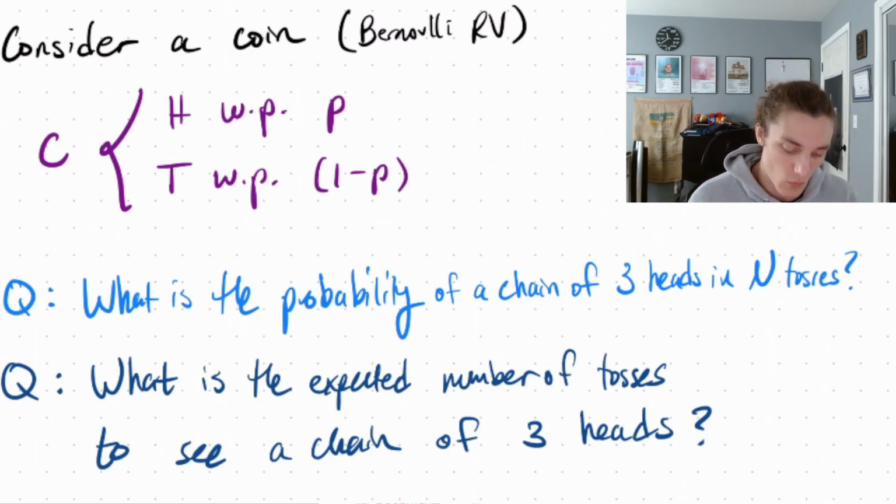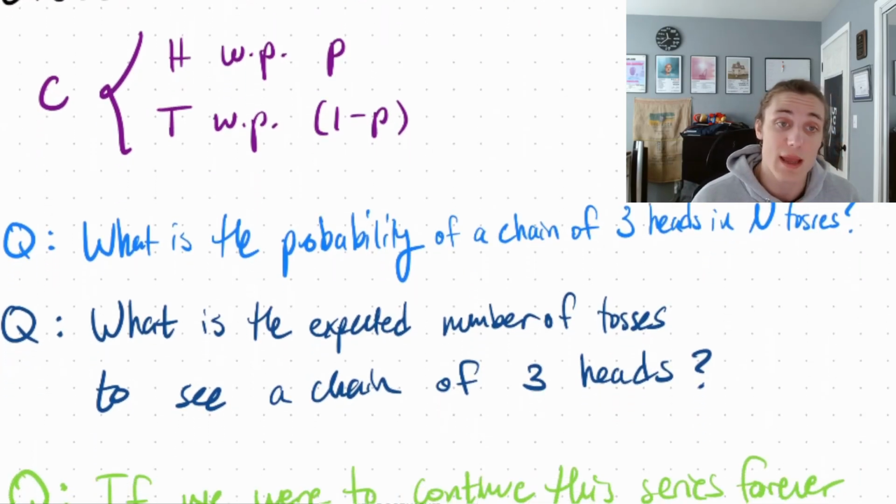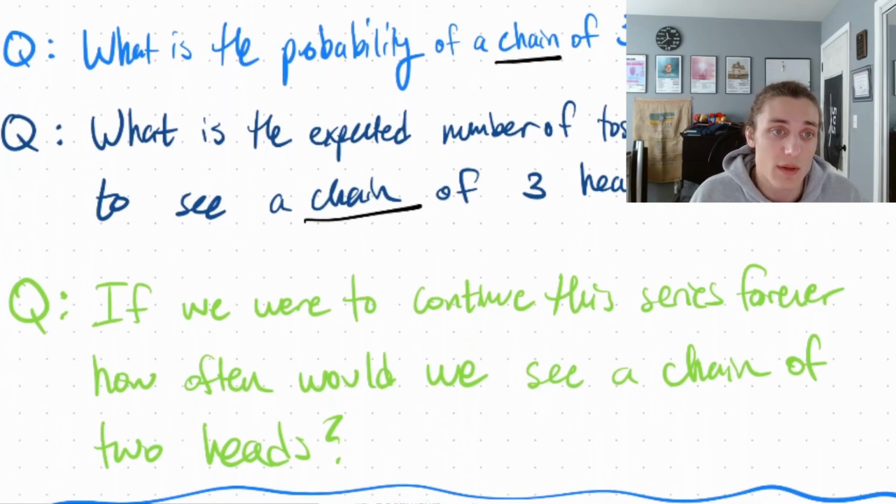So let's look at question 1. What is the probability of a chain of 3 heads in n tosses? So the key word here is chain. Okay. Question 2, what is the expected number of tosses to see a chain of 3 heads? And question 3, if we were to continue the series of coin flips forever, how often will we see a chain, again keyword chain, of 2 heads?